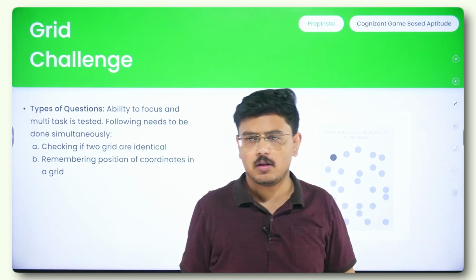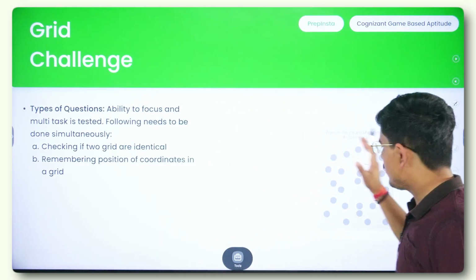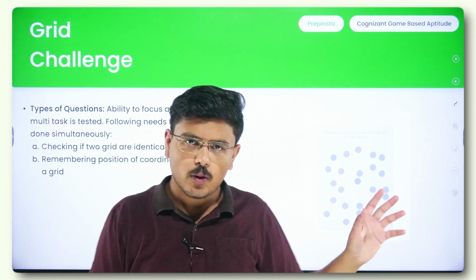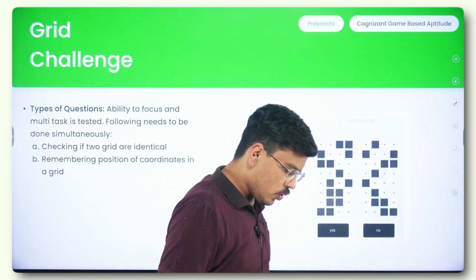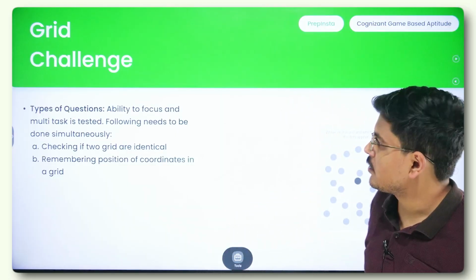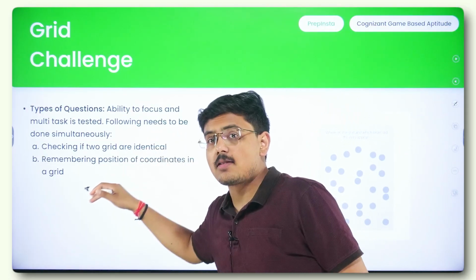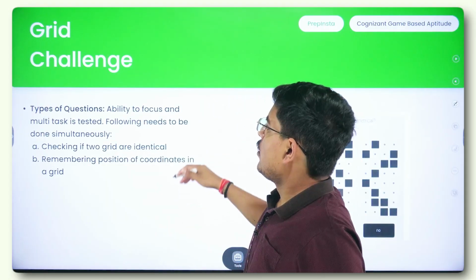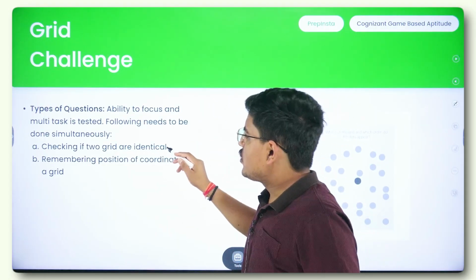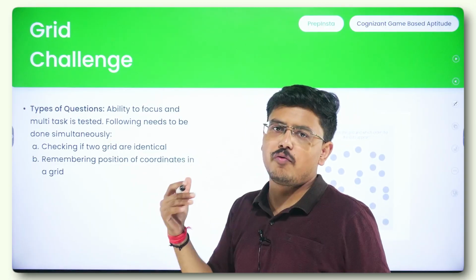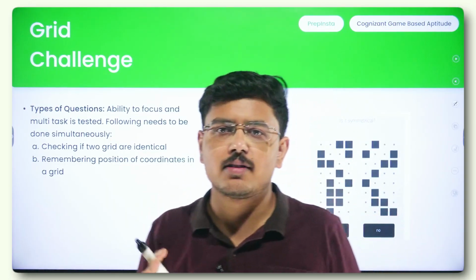If I move further, there is the grid challenge, and in this grid challenge, if you see, this is a GIF, and I'll tell you what will happen in this GIF. Generally, in these grid challenges, the ability to focus and multitask is tested. What you have to do is check if two grids are identical, and remember the positions of various shapes or coordinates that are present in the grid.